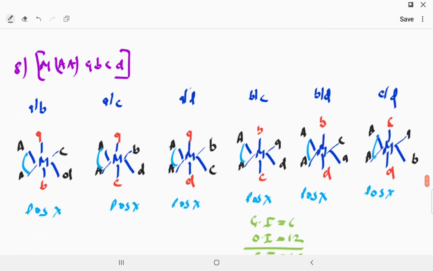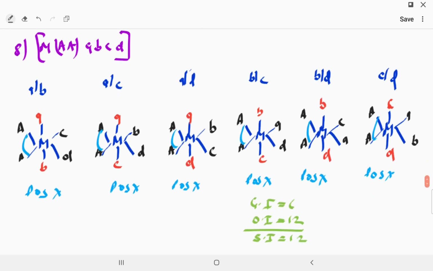Now the next case. In this you are able to see that M(AA) means 1 bidentate ligand and 4 monodentate ligands, and all 4 are different. So in this case we can say M(AA)abcd: AB trans, AC trans, AD trans, BC trans, BD trans, CD trans. In the first case, AB trans, this A and B are trans, then AC trans, AD trans, BC trans, BD trans, CD trans.